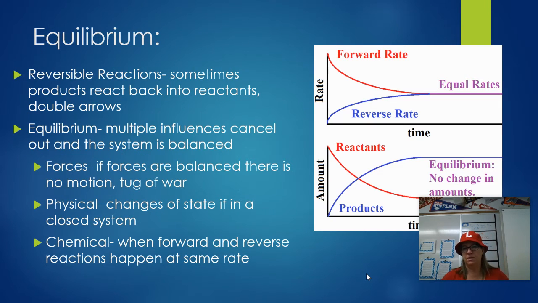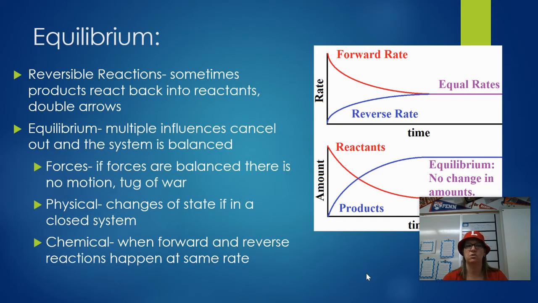All right, so we get this thing known as equilibrium in reactions. And equilibrium, it's equal. It means something is balanced. Okay, and when it deals with chemistry, it means that the system itself is balanced.